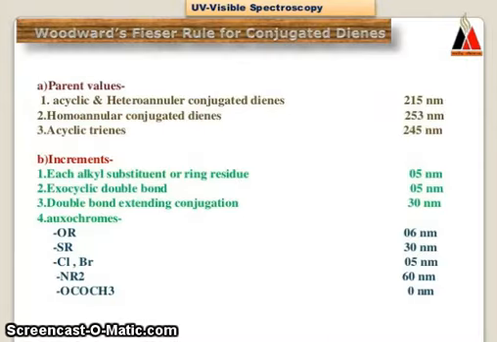So the parent values: acyclic and heteroannular conjugated dienes 250 nanometer, homoannular conjugated dienes 253 nanometer, acyclic trienes 245 nanometer. Increments: each alkyl substituent or ring residue 5 nanometer, exocyclic double bonds 5 nanometer, double bond extending conjugation 30 nanometer, auxochromes OR 6 nanometer, SR 30 nanometer, Cl and Br 5 nanometer, NR2 60 nanometer.